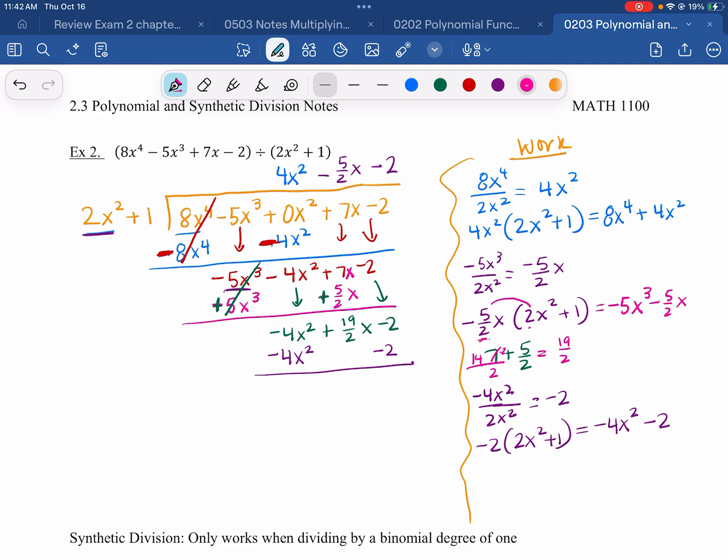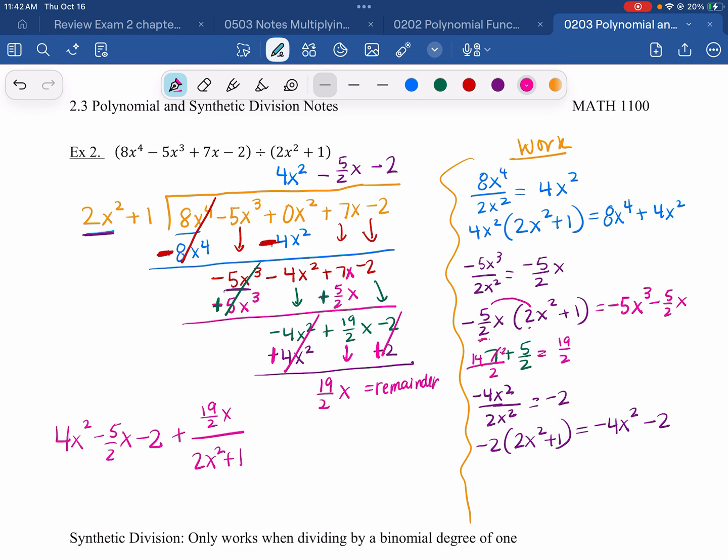Remember, change your signs. Cancels. This one comes down. 19 halves x. Oh, this one cancels too. So this is my remainder. How do I write it? I write my quotient, 4x squared minus 5 halves x minus 2 plus my remainder, which is 19 halves x, all over 2x squared plus 1.